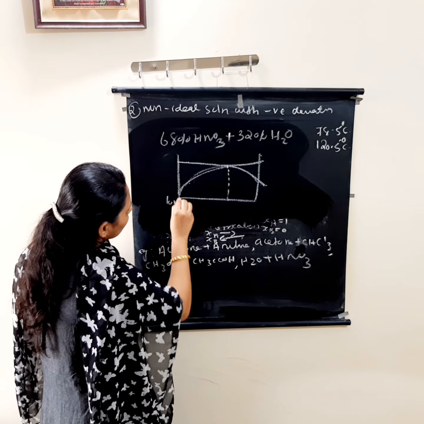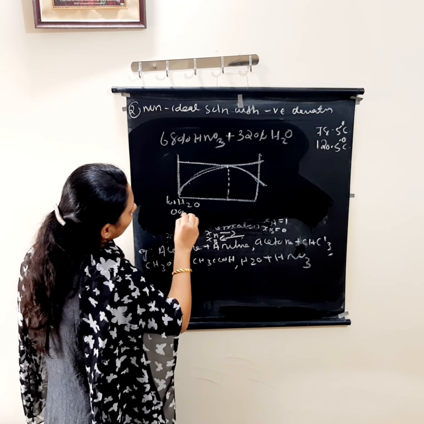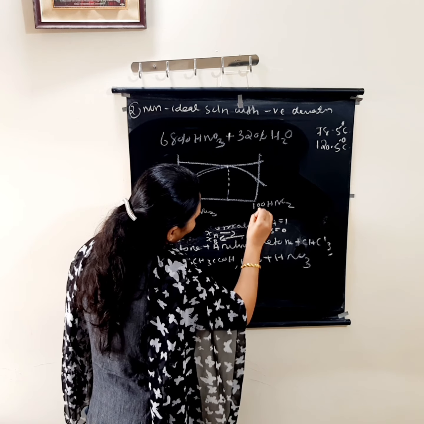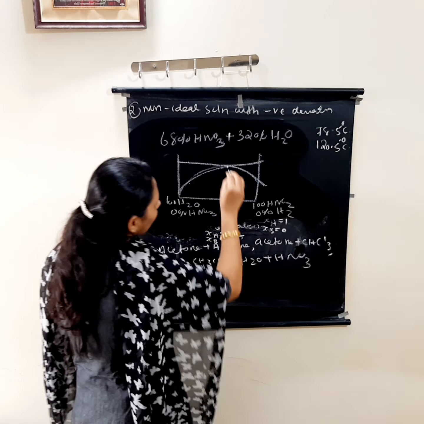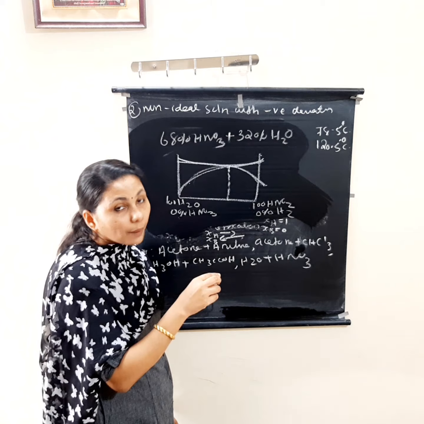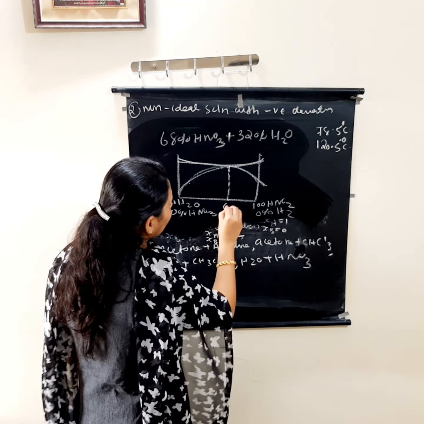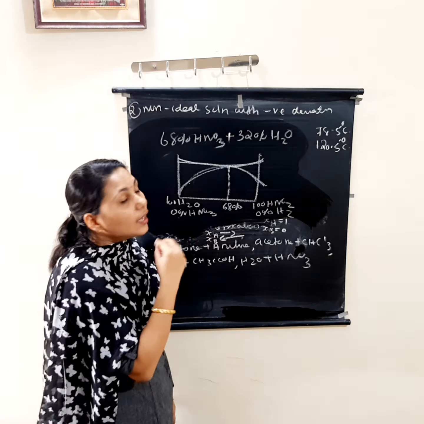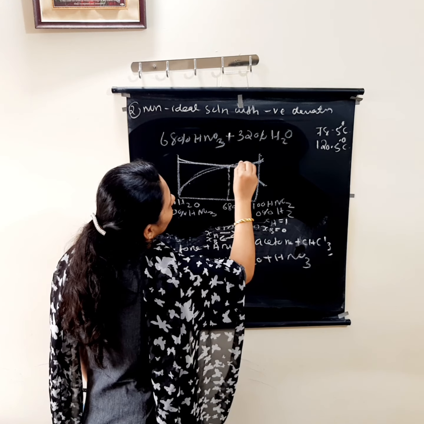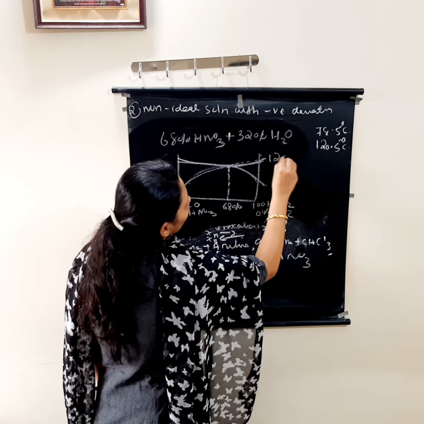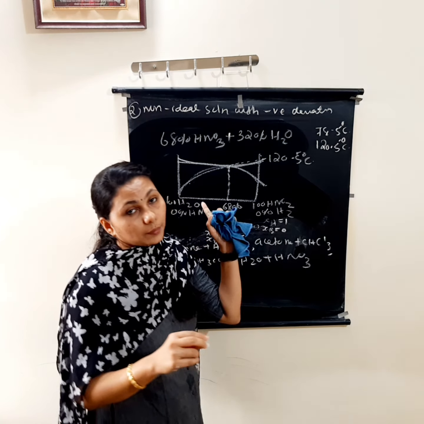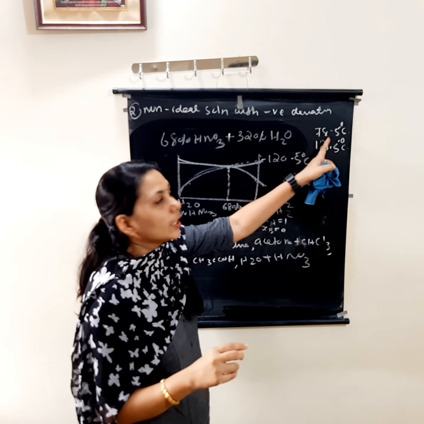Here it was 100% water and 0% HNO3, and here it is 100% HNO3 and 0% water. It is not the exact curve, I am simply showing. Once this point is reached, we will get the azeotropic mixture. That means it contains 68% HNO3 and 32% water. The temperature corresponding to this is 120.5 degrees Celsius. In the ethanol and water mixture, the minimum boiling azeotrope was at 78.5 degrees Celsius.